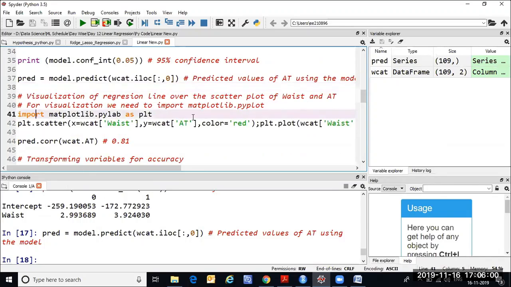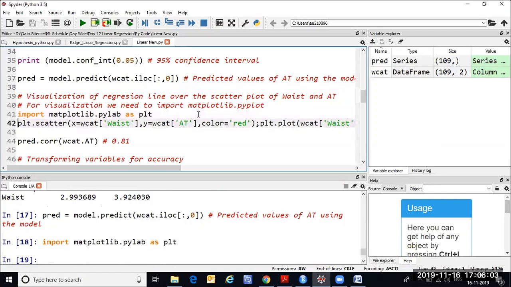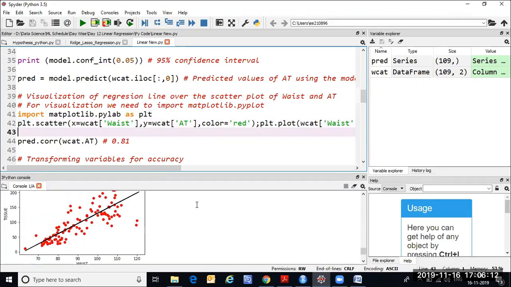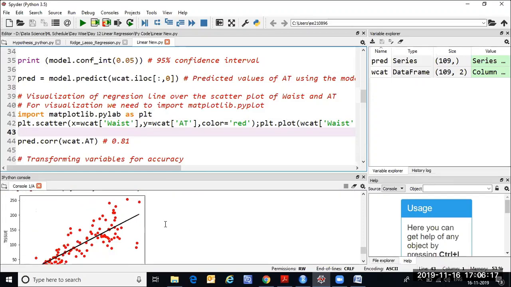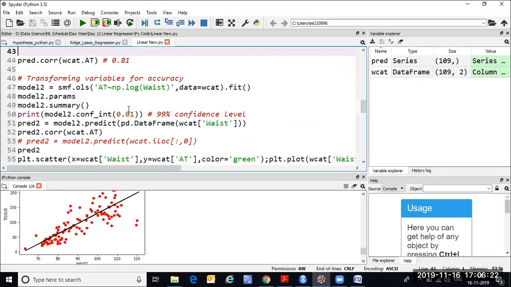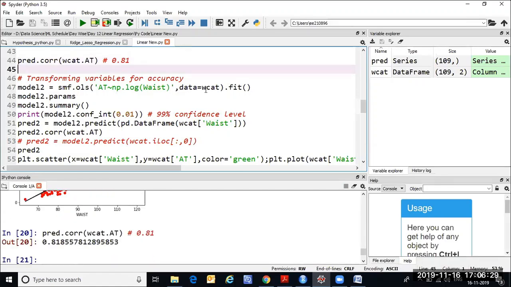Now, to build the basic visualization plot, matplotlib, under that pyplot we need the scatter diagram, right? The scatter diagram along with the best fit line. The correlation value. And similarly, build different type of models.